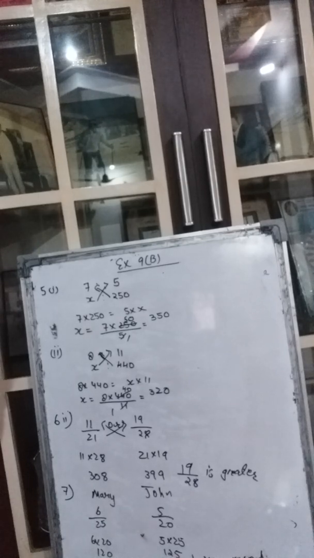Now, the seventh question. In Mary's English class, the ratio of the number of students receiving A grade to the total number of students is 6:25. And in John's class, the ratio is 5:20. Which class has a better record? So that means you have to just compare the two ratios. Whichever ratio is greater, that class has the better record.